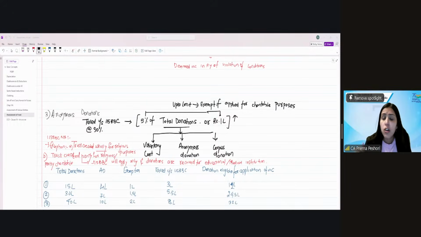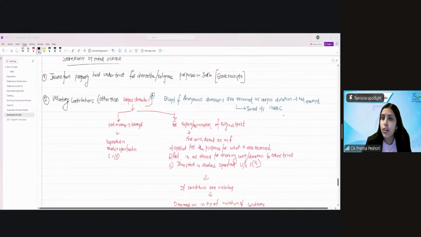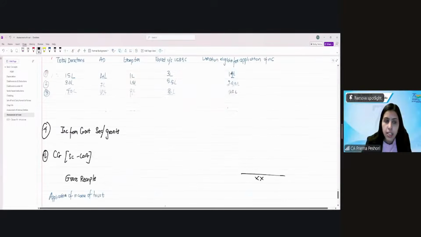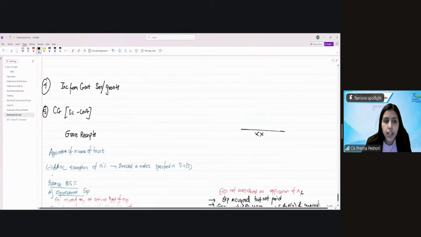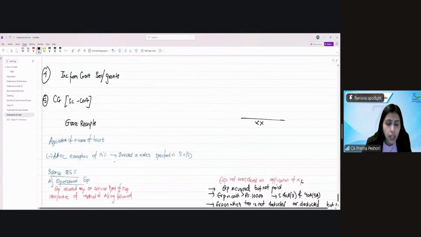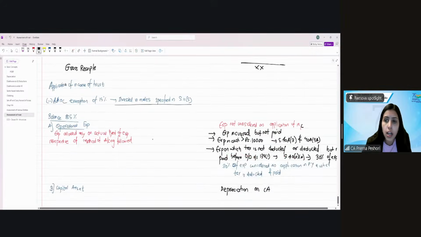And in case of the corpus donations received as anonymous donation by the trust, in that particular case, these will be taxed under 115BBC. Clear? Then income from government securities or grants, capital gain, this will give you the gross receipts. Then you have the ad hoc exemption of 15%, which is available if it is invested in the mode specified in section 11(5). And the balance 85%, you will allow it on the basis of whatever you make as the application.